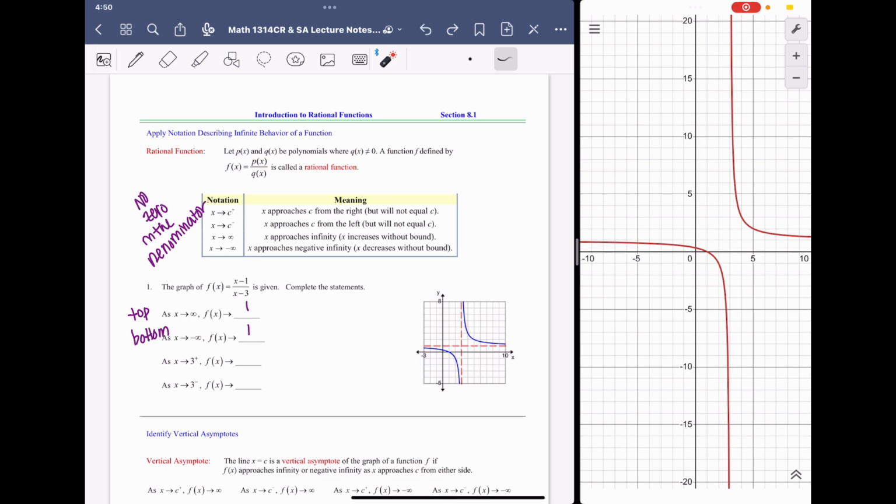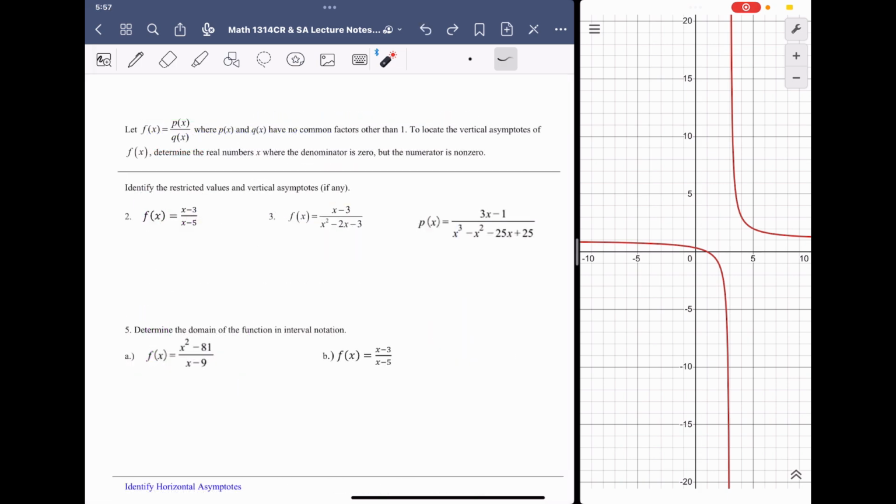Then you have the right. As x approaches 3 from the right, this 3 plus means right. So then you're going like this. What happens? It stops at that 3. So what happens from 3 to the right? It keeps on going to infinity. And if you have 3 from the left, what happens from the left-hand side of the 3? That's this way. It's going to negative infinity.